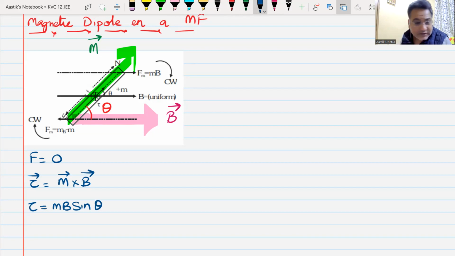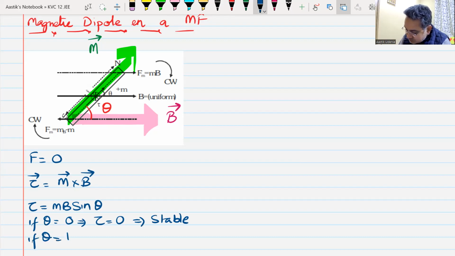MB sin theta. If theta is 0, torque is 0, equilibrium. This equilibrium was known as the stable equilibrium. If theta is 180, torque is again 0, but this equilibrium is known as unstable equilibrium.